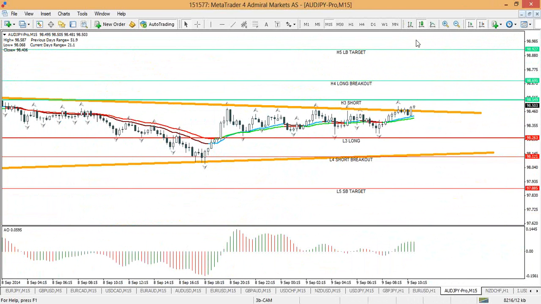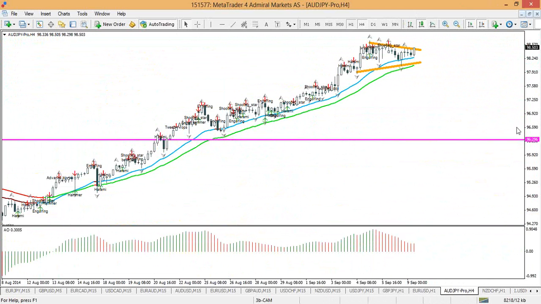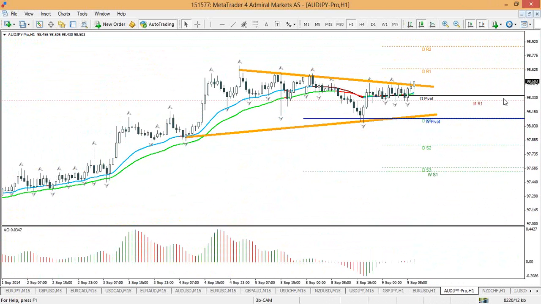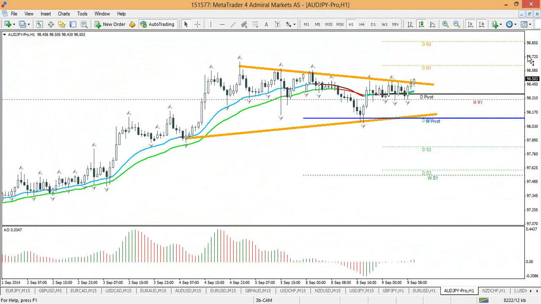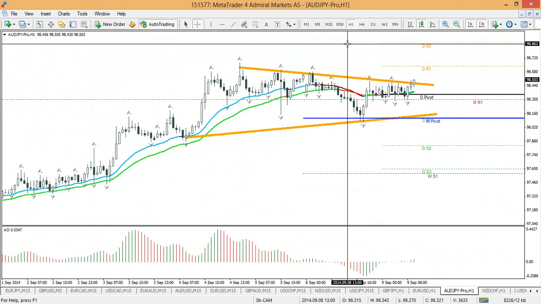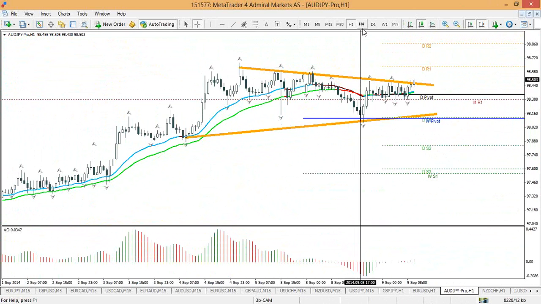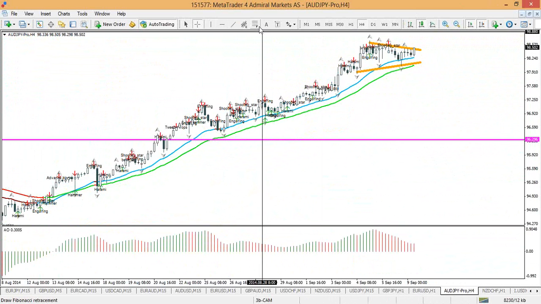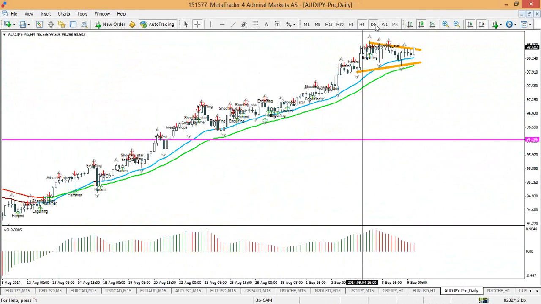The H5 is 98.90. That's the same as the daily R2, roughly speaking. So that seems like a conservative target, I would say, in my opinion, because it's only about 40 pips away from here. A more aggressive target, let's take a look.